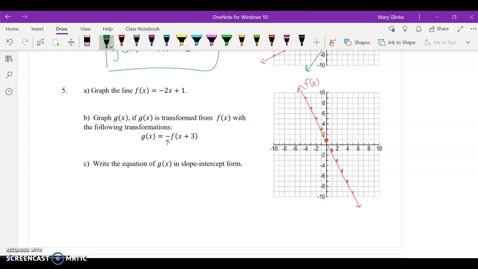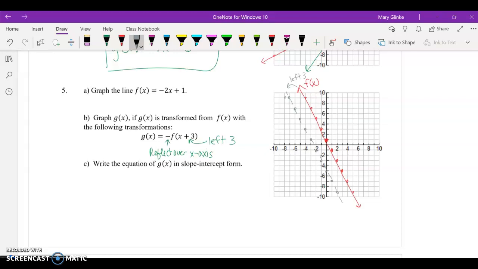Now g of x is going to do two things. It's going to reflect over the x-axis, so it's going to be flipped over, and it's going to be moved left 3. So I'm going to do the left 3 first. So we're going to take all of our points and move them left 3. And then after you move your points left 3, we're going to have to take these points and flip them over. So if you wanted to kind of visualize this line first, this is not my final line, but it is moved left 3 so far.